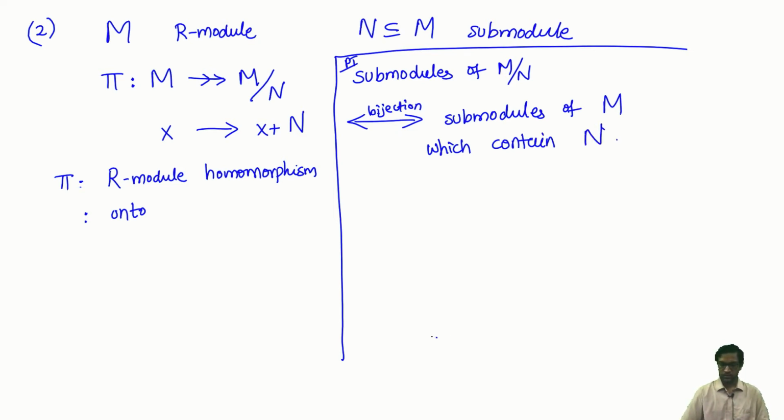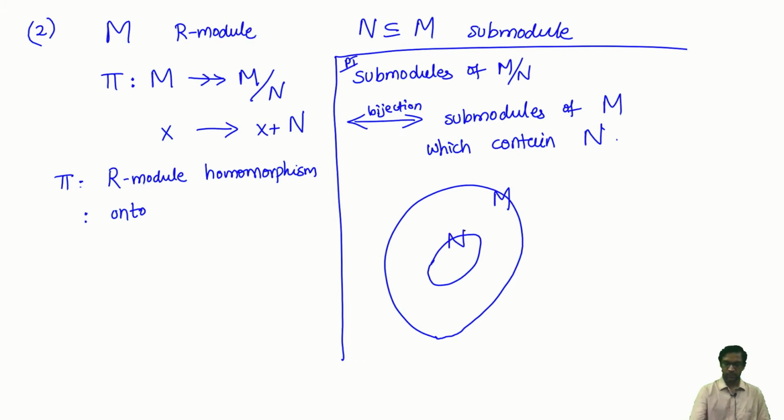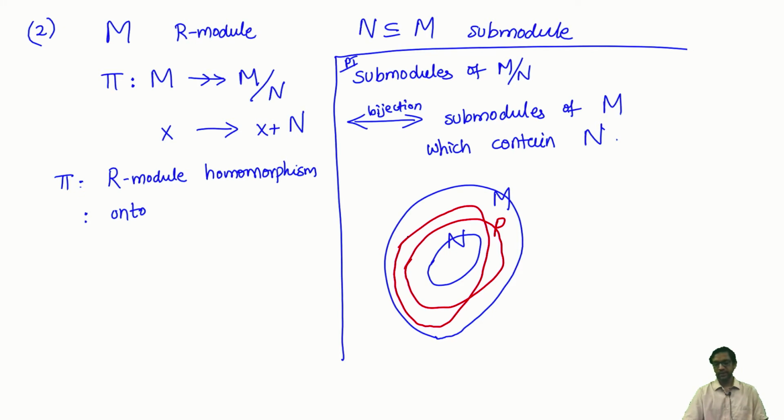Sometimes it's nice to draw a picture. So I have M, the ambient module, I have N, the submodule, and what we are saying here is that to understand the quotient M mod N, or the submodules of the quotient, it is the same as understanding the submodules of M which lie between M and N. There could be several of them, these different submodules which lie between M and N, and to each of them there corresponds a submodule of M mod N. This is an equivalent way of thinking about submodules of the quotient.